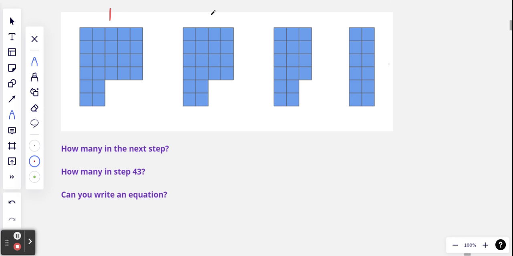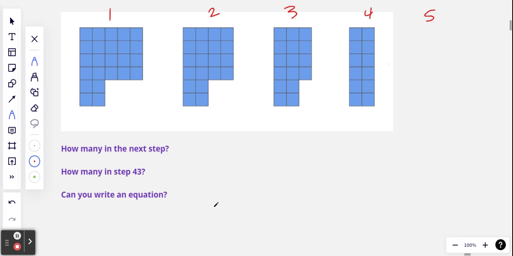Here's step 1, here's step 2, 3, 4, and your challenge is to predict the number of blocks in step 5. If you can do that, can you predict the number in step 43? And can you write an equation that could be used to predict the number of blocks in any step at all? So that's the challenge. If you'd like to accept it, pause the video and see what you can do.